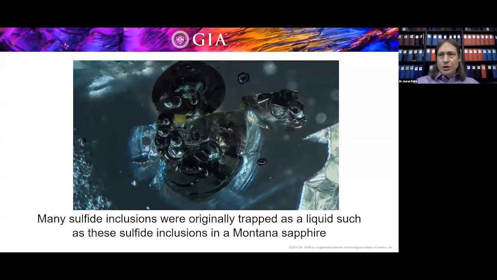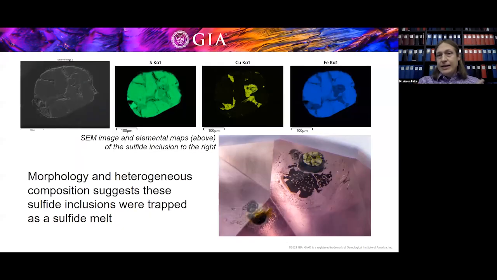You can identify these pretty readily if you have a fiber optic light. These sulfides have a high refractive index generally, so the sulfide inclusions tend to be very shiny. They have a high luster when you get a fiber optic light shining off of them. And on the next slide is an example that we found in a faceted Montana sapphire that just happened to have one of these sulfide inclusions polished off at the surface.